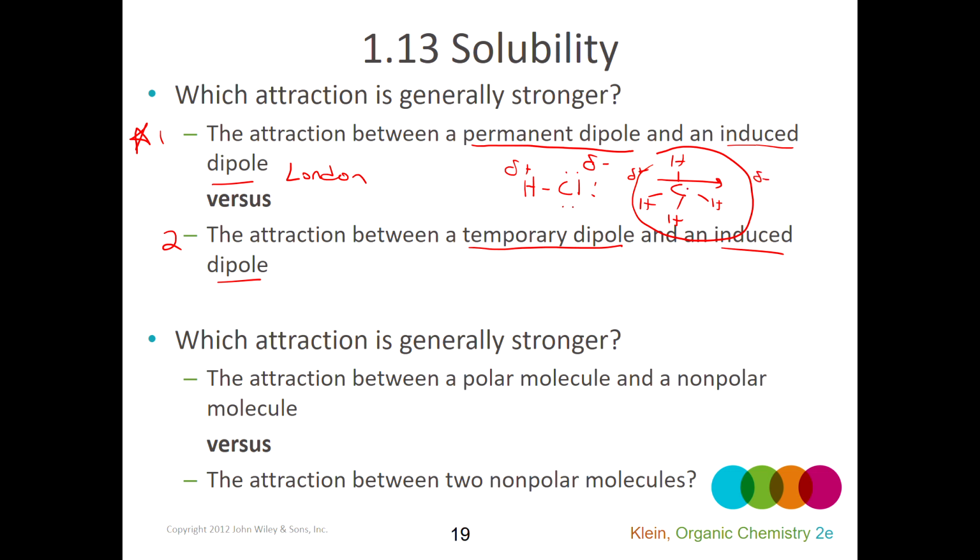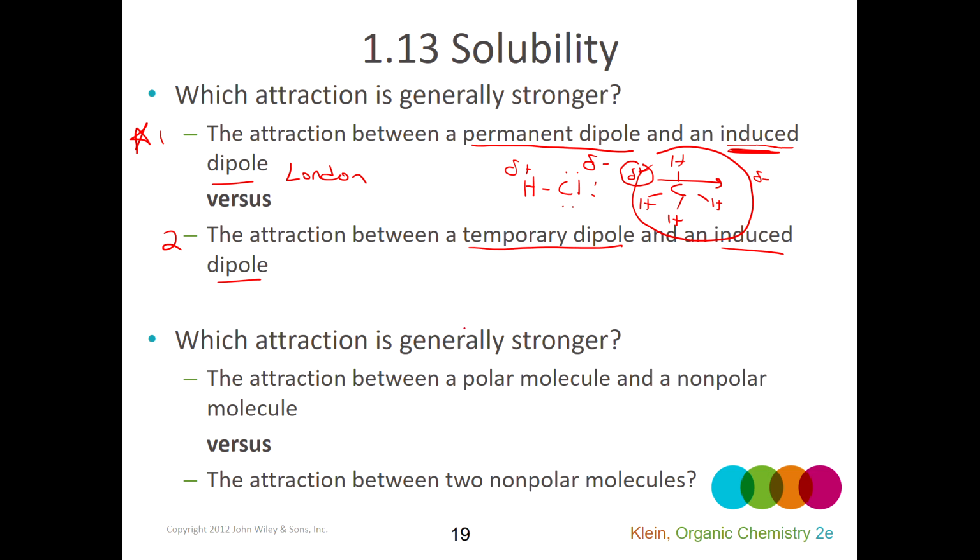But that shifting will be induced to happen because of the neighboring charges on the neighboring molecule. Right? So the negative here pushes the electron cloud away, exposing some nuclei with some positive, and then that allows for an attraction to form.